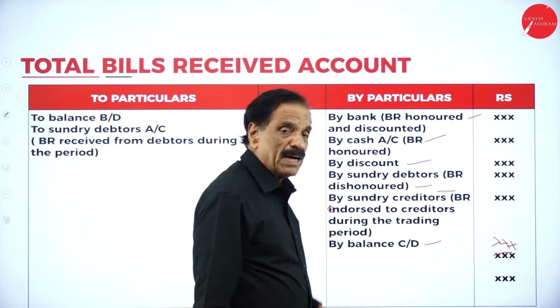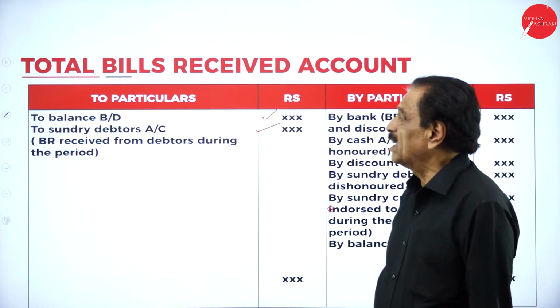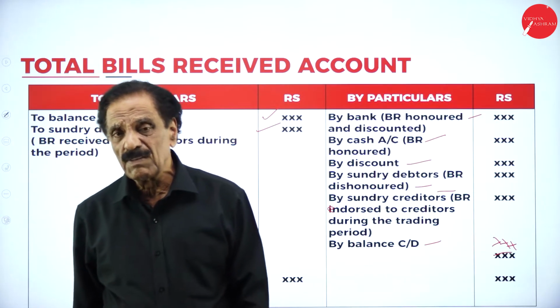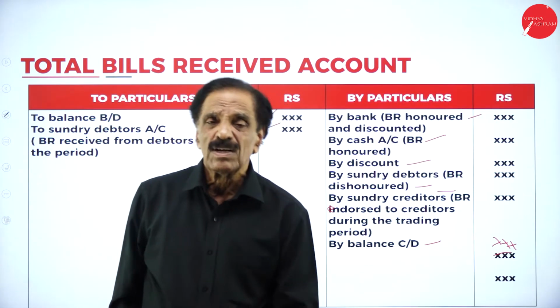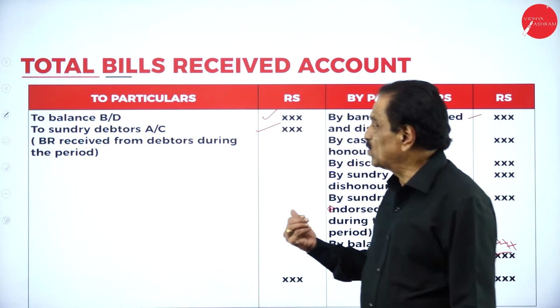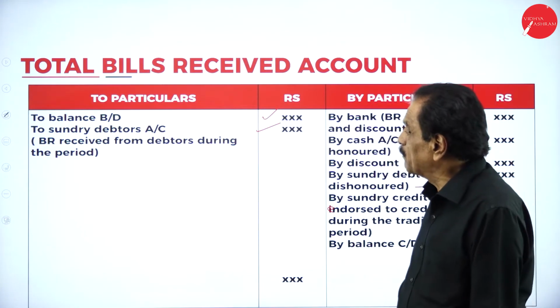Then closing balance is there. You must be very careful. In examination, they may ask debtor account, BR account, creditor account, BP account, or debtor or creditor account. Carefully you have to do. Opposite to this is bills payable account. You must be very careful about the bills payable account.